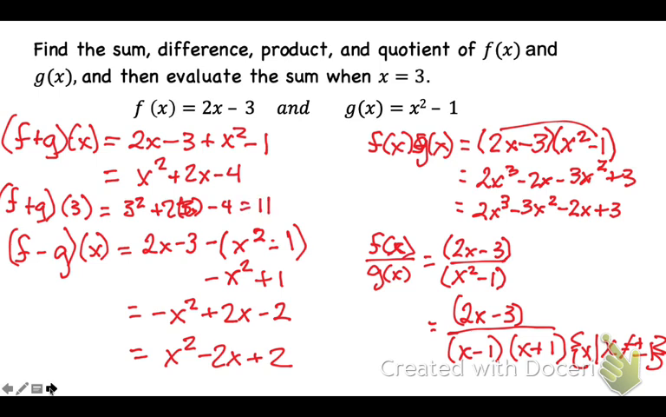Now, could I put 3 in f of x? Yes. 6 minus 3 is 3. And then 3 squared is 9 minus 1 is 8. So 3 plus 8 is what? 11.